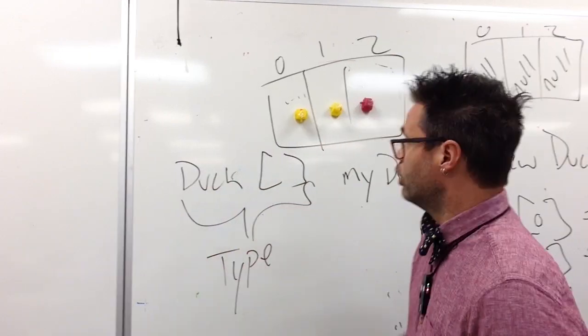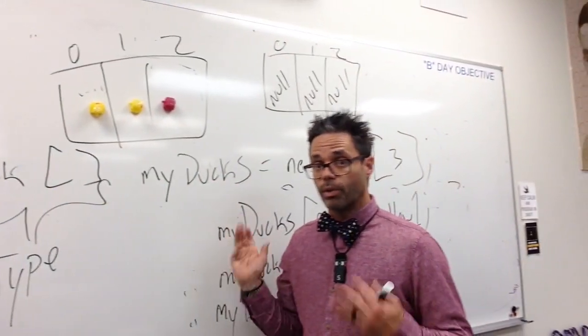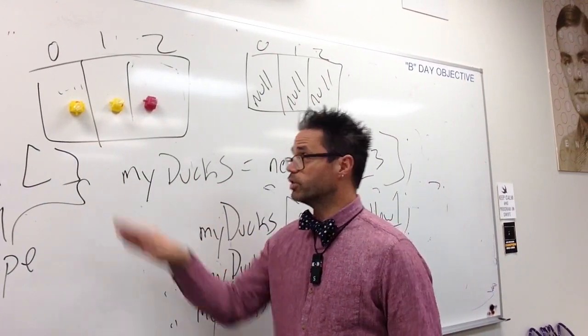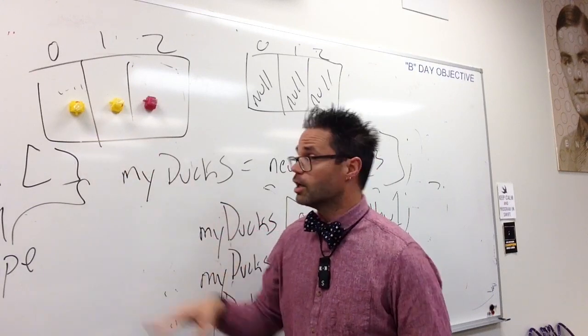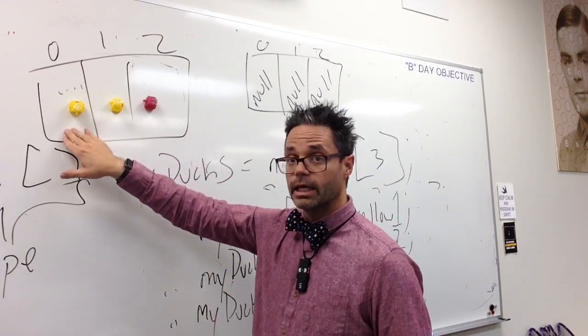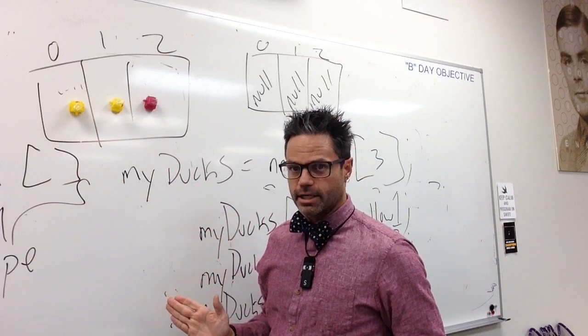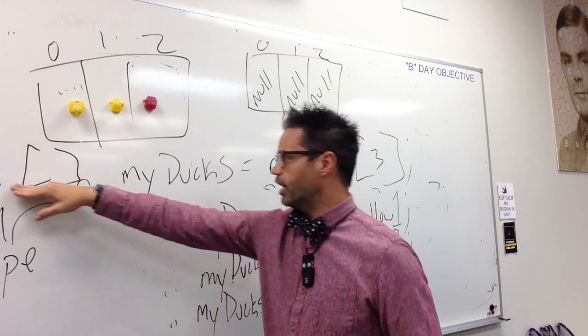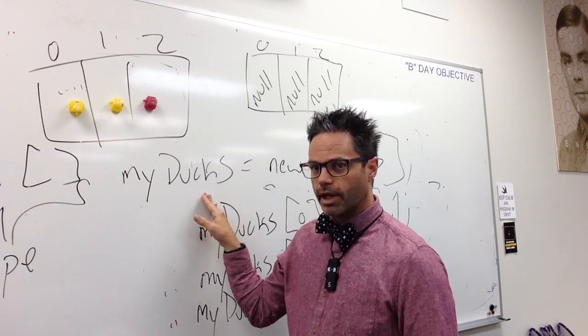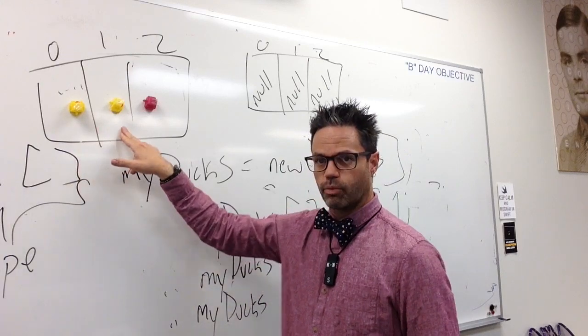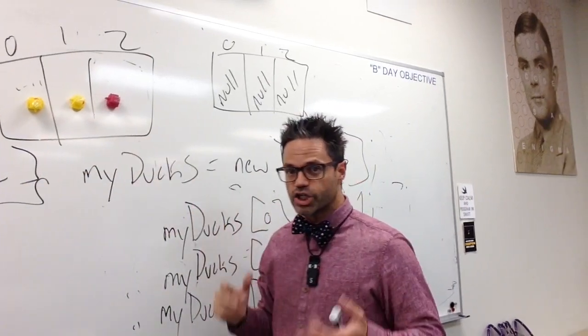Now, once we've got our array of ducks, what we need to do then is actually do stuff with it, because we can refer to each individual duck and look at its state, because each thing inside my array is its own entity. It's its own object. So I have my array of objects, my ducks, but I have duck sub 0, duck sub 1, and duck sub 2. They're each their own object.